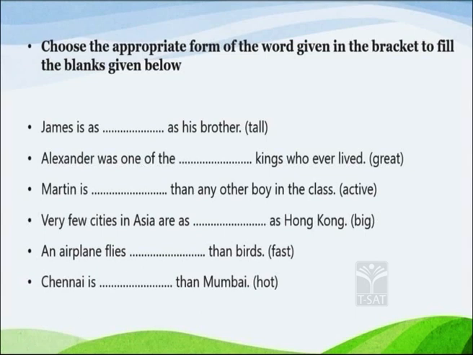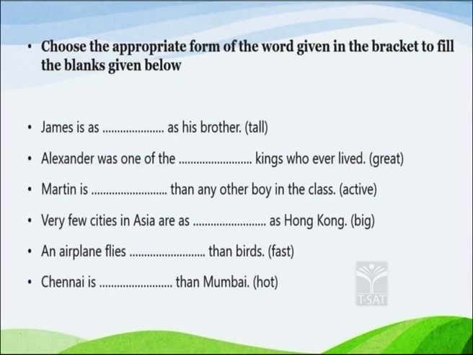The next one: Alexander was one of the dash kings who ever lived. In the bracket the word is given as great. We have already come across these in our class, children. Yes, very nice. Martin is dash than any other boy in the class. The word given in the bracket is active. So, you have to write down the correct form of the word active in the blank.